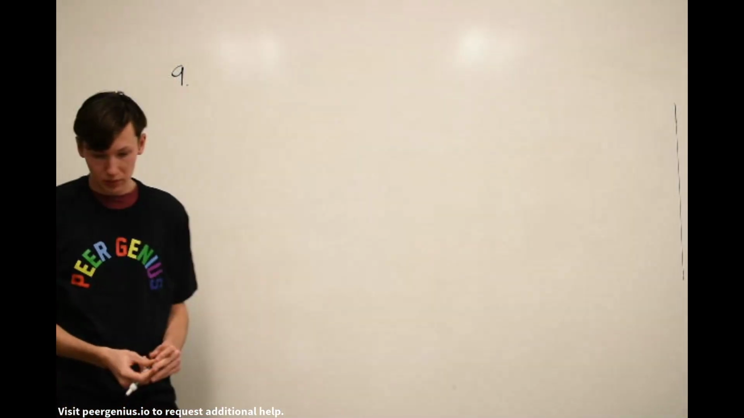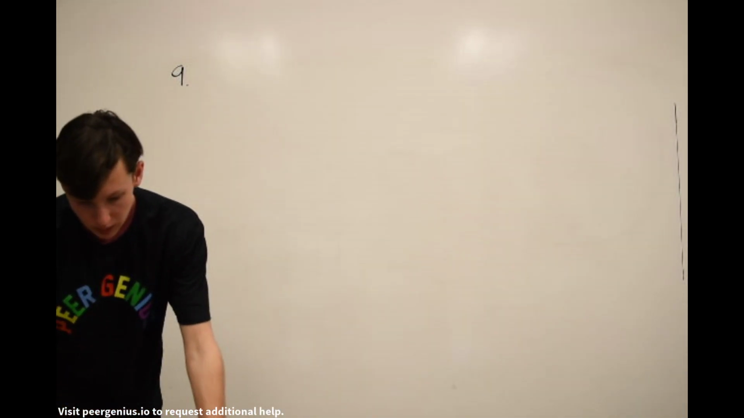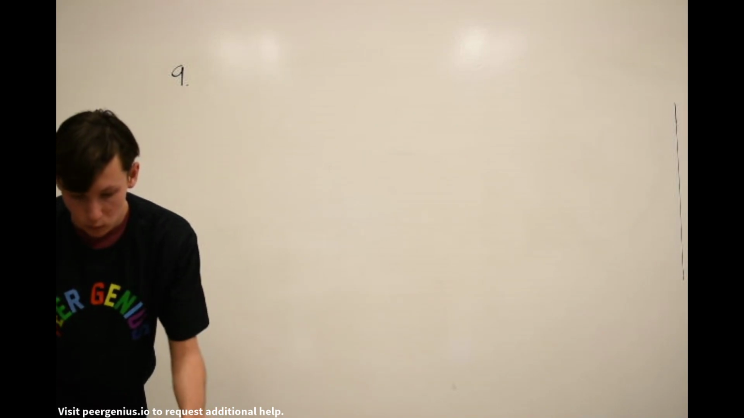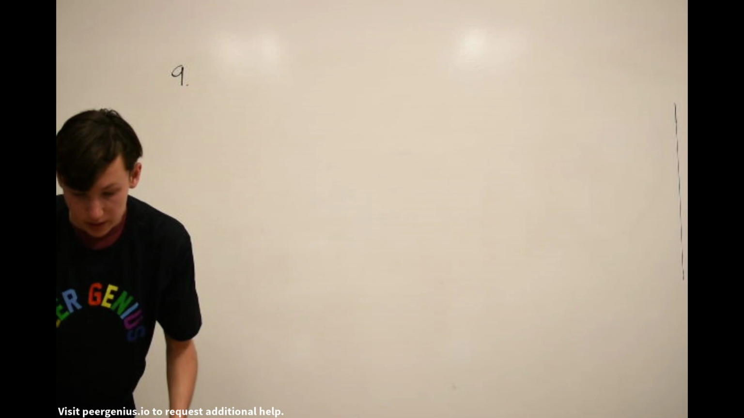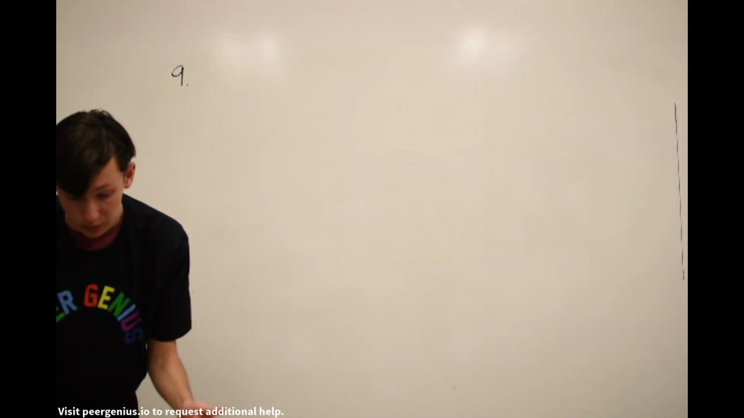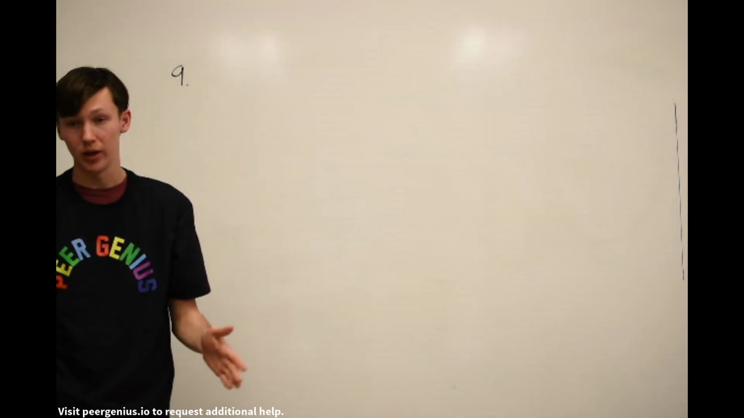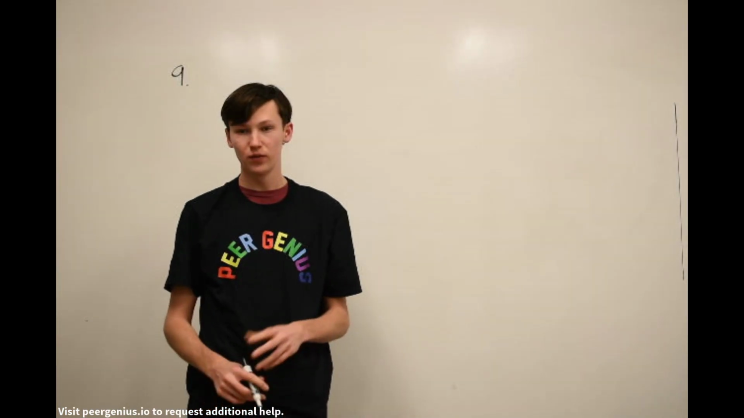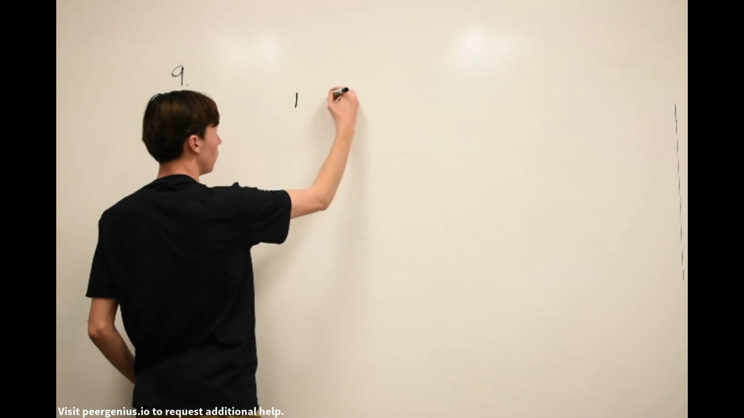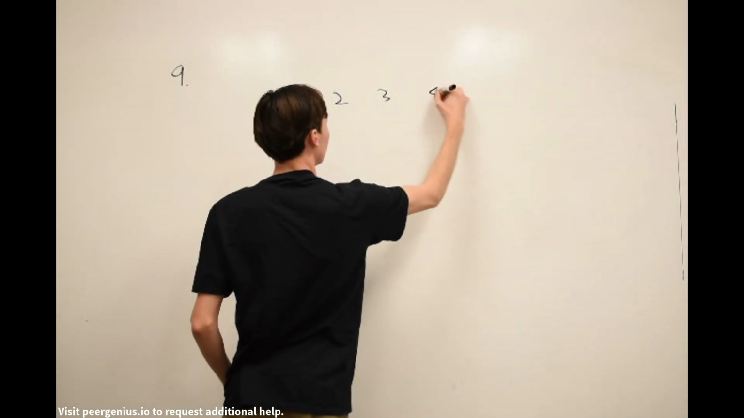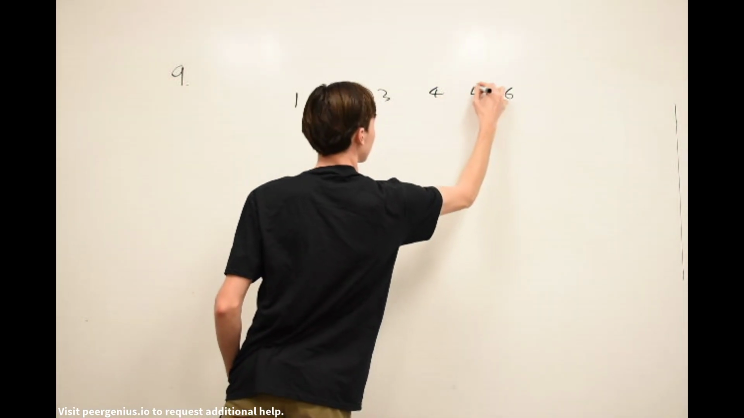So problem 9 is saying Bill rolls a fair 6-sided die once and gets n. So that's a number from 1 to 6. Then he flips n coins. What is the probability an even number of them turn up heads? The way I solve this is with different cases. What happens if he flips 1, 2, 3, 4, 5, or 6 coins?